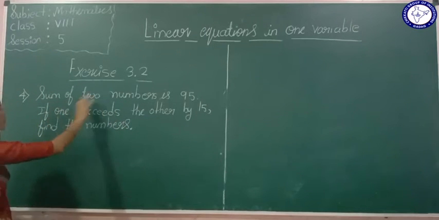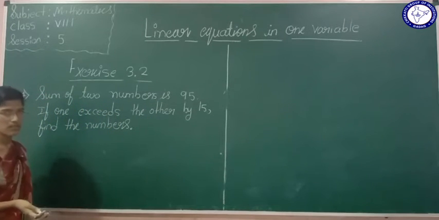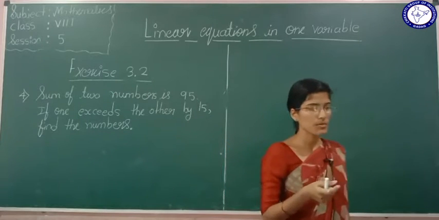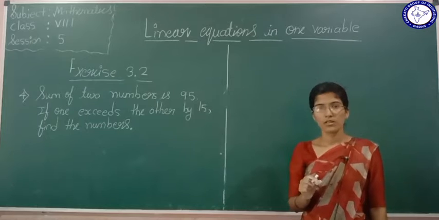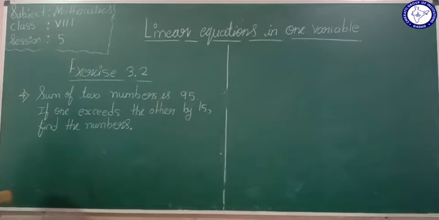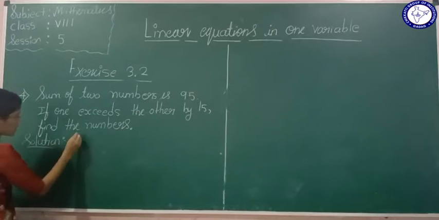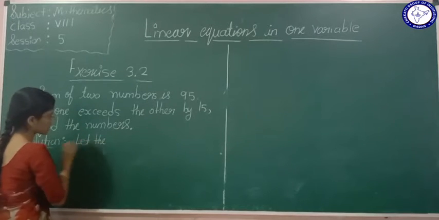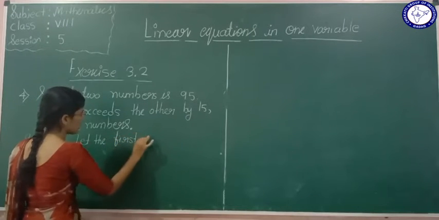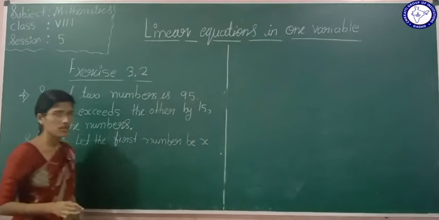They want to tell this one. Now see, sum of two numbers is 95. If one number exceeds the other by 15, means the first number if you took it as x, the second number will be more by 15. They want to tell here. Find the numbers. Which numbers are those? We have to find out here. So solution, let the first number be x.